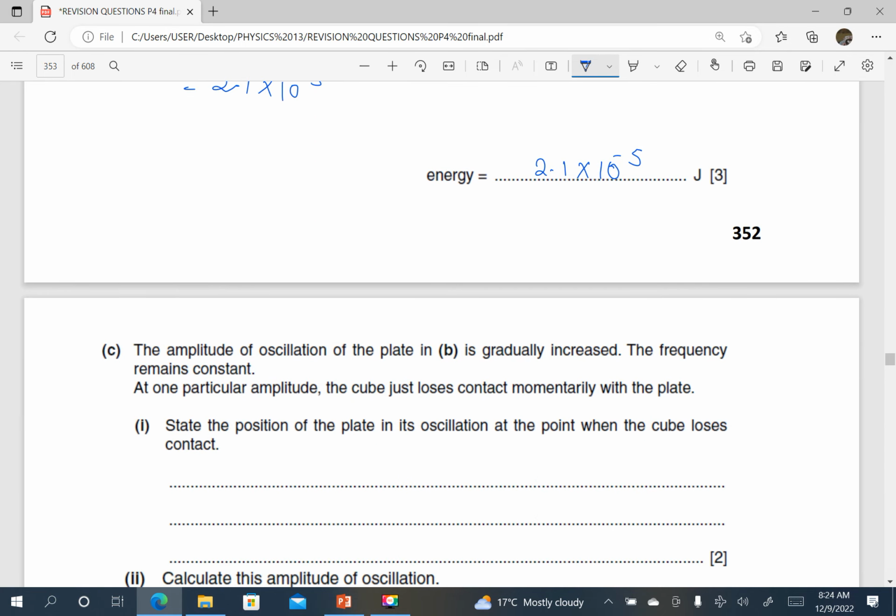The amplitude of oscillation of the plate in B is gradually increased. The frequency remains constant. At one particular point, the cube just loses contact momentarily with the plate. State the position of the plate in its oscillation at the point when the cube loses contact.